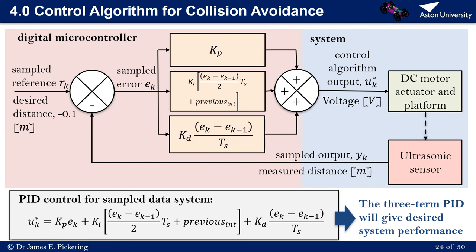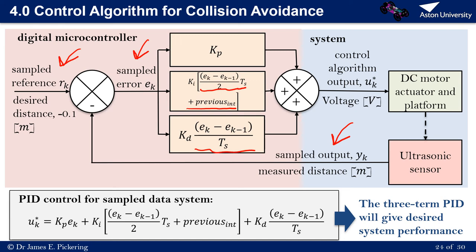So just to summarise up on the previous slide. From the ultrasonic sensor, we get the sampled output. The sampled output is subtracted from the sampled reference to form the sampled error. So when there's a difference between what we're measuring and what we desire, i.e. minus 0.1 metres, there forms a sampled error. The sampled error, in the case of the proportional control, is multiplied by the gain to give a control output. In terms of the integral, we determine the area of the first integral, and then we sum up all the previous integrals. In terms of the derivative, we're working out the midpoint of two areas.